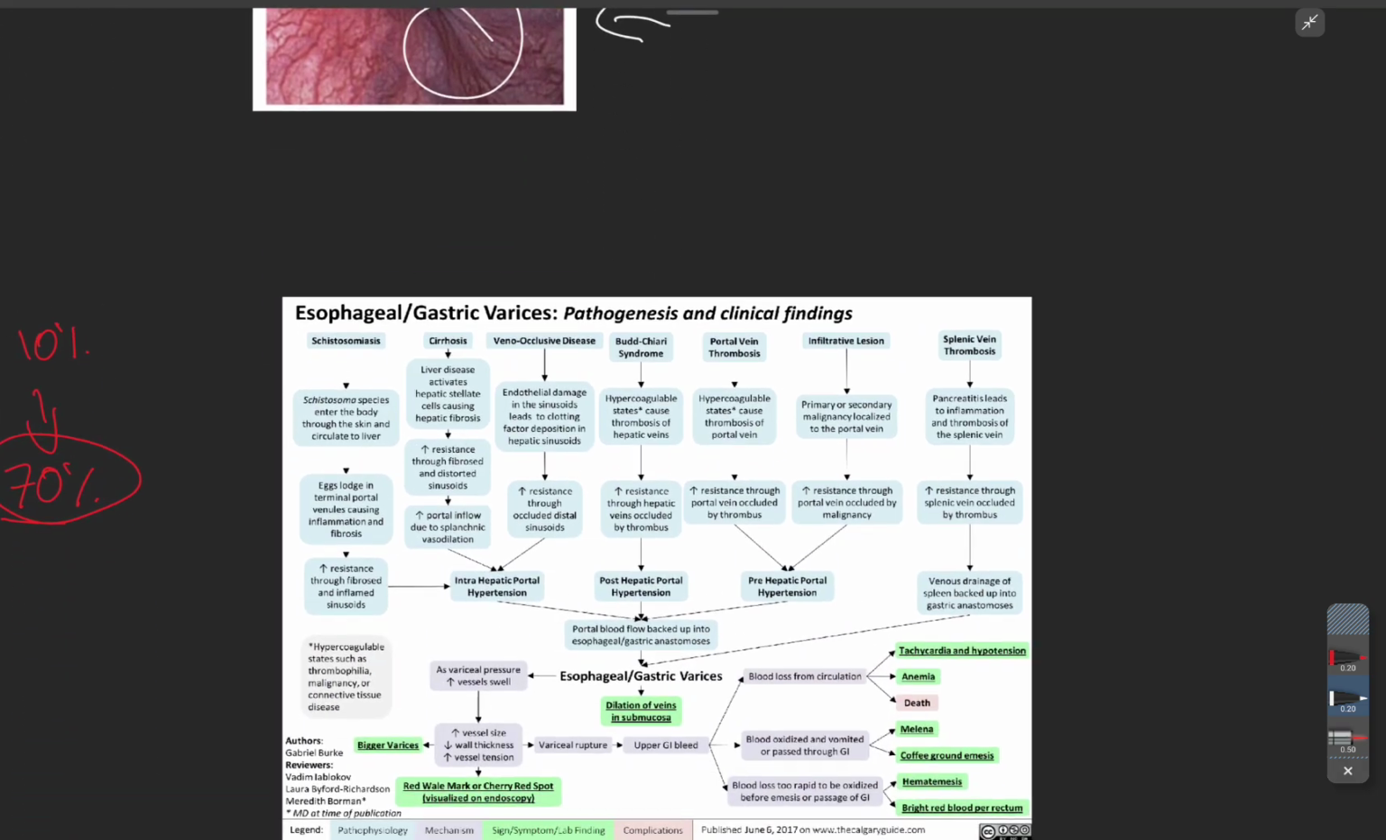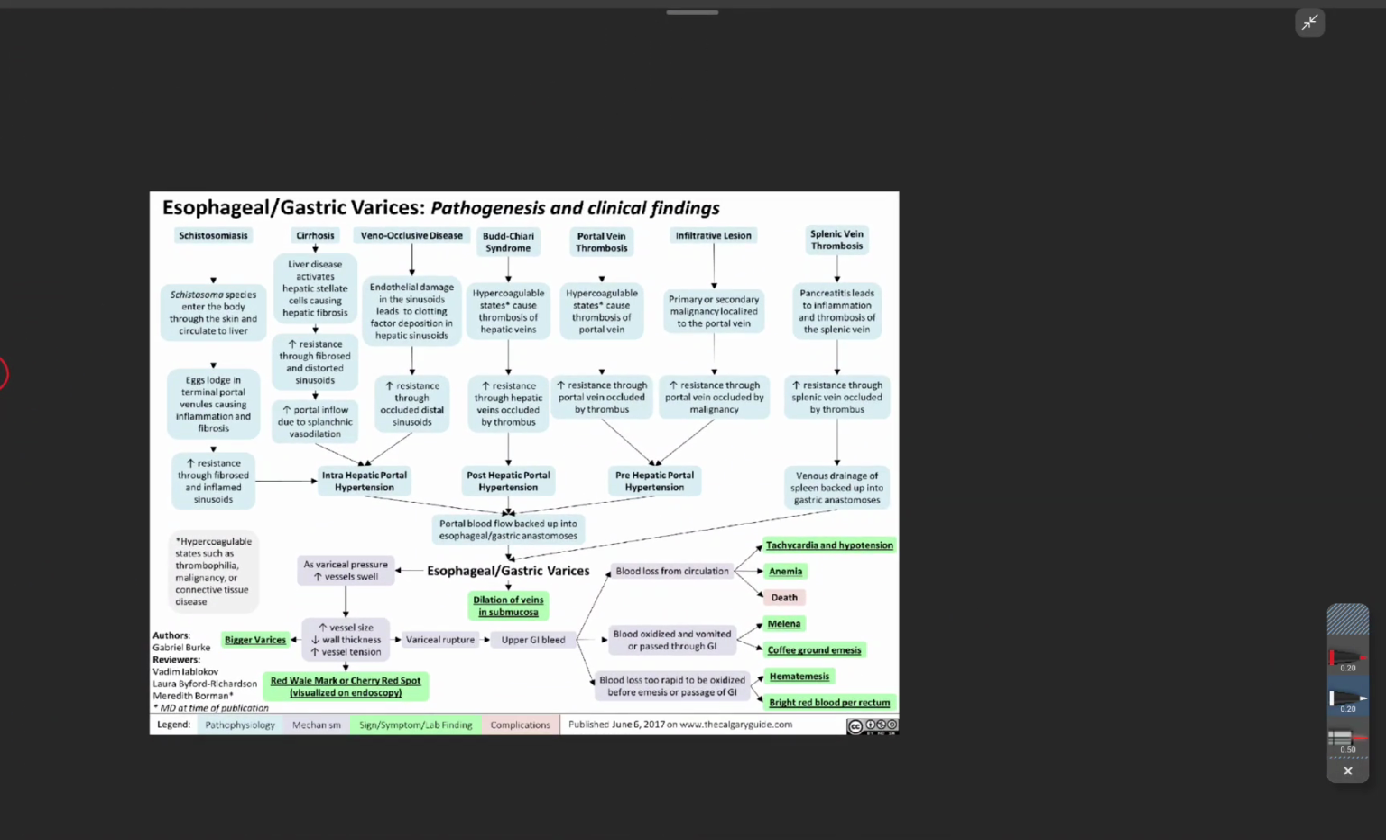While cirrhosis is the main culprit, it's important to remember that varices can also be caused by non-cirrhotic conditions, such as a blood clot or a thrombosis in the portal vein or splenic vein, which can also cause a backup of blood to form these varices.